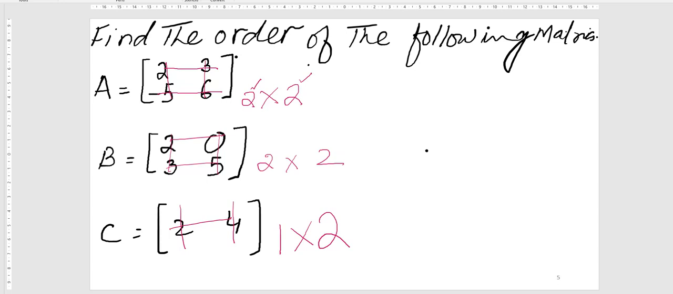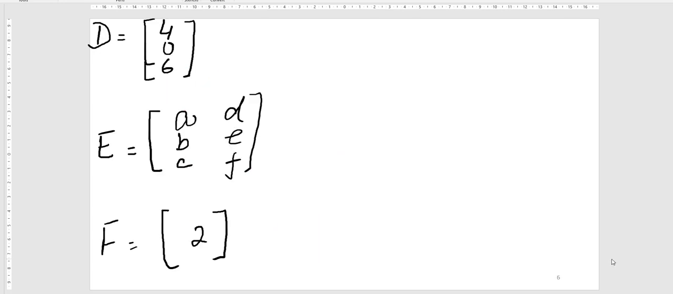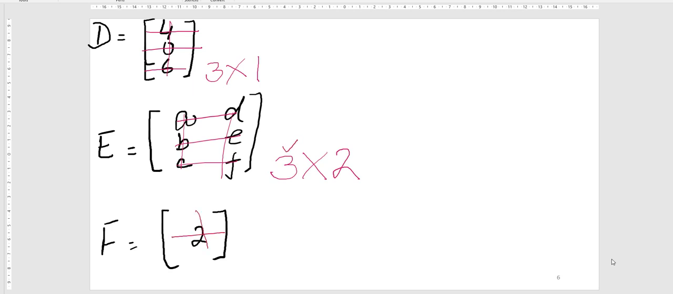Okay, move on. We will move to the other question. So D is here. So see, this is first row, second row, third row, 3 by 1, because there is only one column. Here 1, 2, 3. 3 rows and these are the 2 columns. So this matrix is 3 by 2. 3 represents rows, 2 represents column. This is important. 1 row, 1 column. So we will write down one by one.